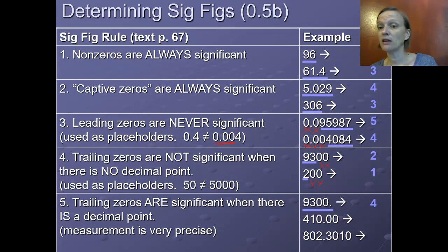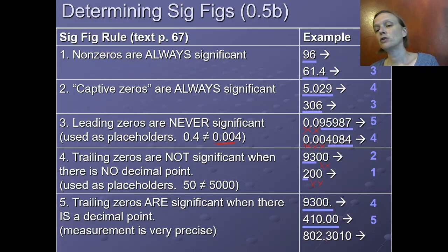very carefully, and we know the 9 and the 3 and the 0 with certainty, and 0 is our best guess at that last digit. So all 4 of those digits are significant. Similarly, with 410.00, that number has a decimal point, so all of those trailing zeros are significant, 5 significant figures.